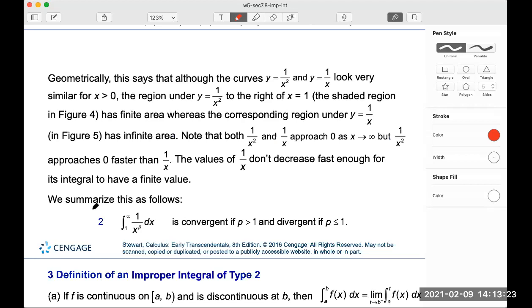And now you can summarize in general. If p here, the power of the denominator, is strictly larger than 1, then it converges. Or it diverges when p is smaller than or equal to 1.